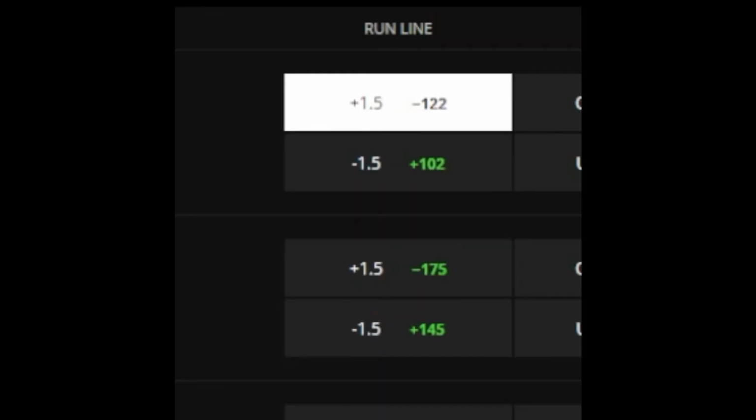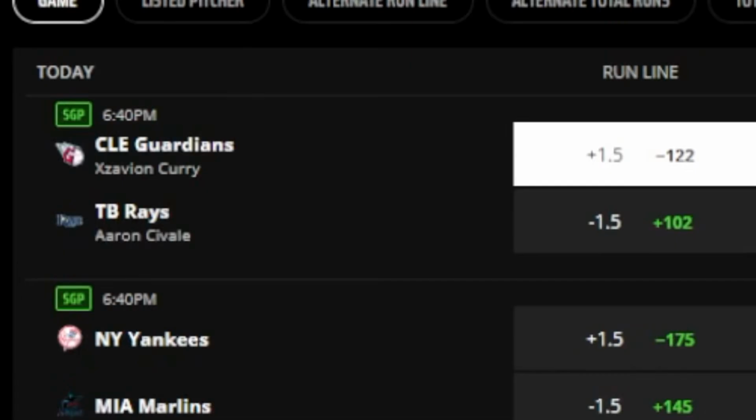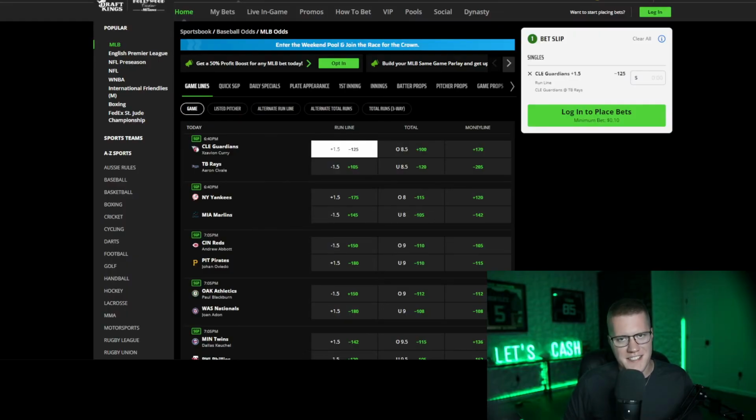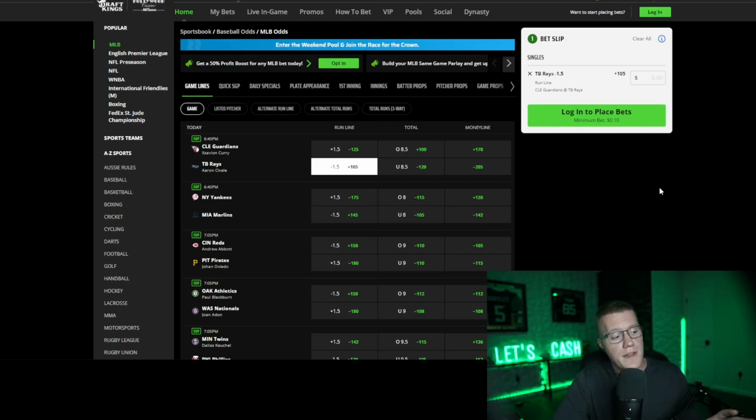The Guardians run line is set to plus 1.5. The Rays run line is set to minus 1.5. Run lines are very similar to money lines, except the difference between money lines and run lines is that instead of betting on a team to win outright, you're betting on a team to win by a specific amount of runs. In this exact example, if you were to place a bet on minus 1.5 with plus 105 odds on the Rays to win, then you'd be betting on them to win by 2 or more runs, because the line is set to 1.5.